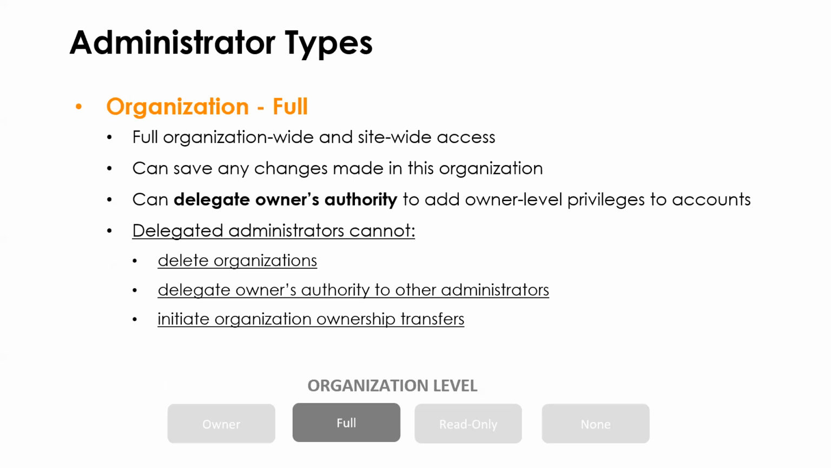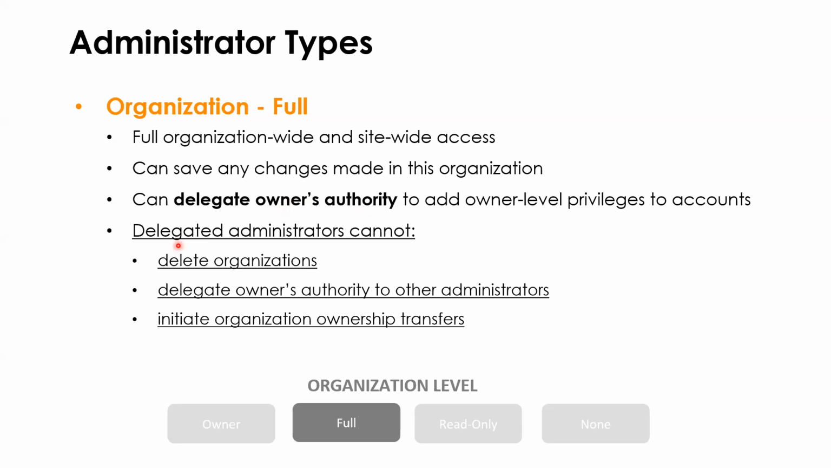So most of your admins, I think in most organizations, are going to have what's called full access, and that gives you access to all sites in that organization. And then for the most part, you have access to all the main configuration settings. Now, if you do have a user that needs more than just the standard full access, you can choose to delegate owner's authority. So that gives them most of the settings that the org owner has access to.